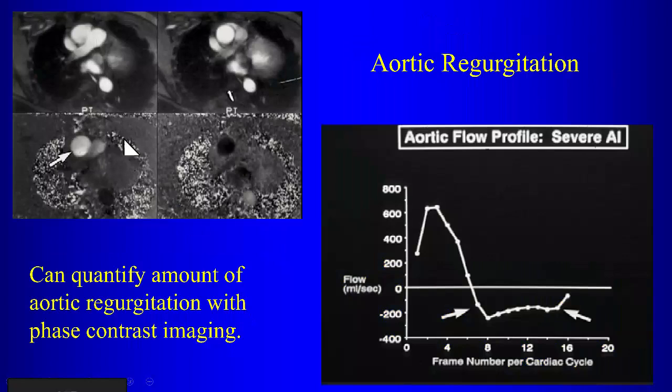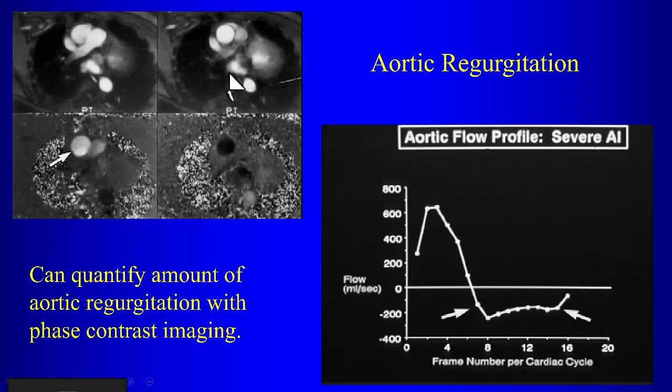So if we're looking at the ascending aorta, notice the aorta changes color here during the cardiac cycle. Here it's going up, and then there it's black, which means the flow is going down. This is a person with aortic regurgitation. So we can plot this out over the whole cardiac cycle. We can calculate the amount of forward flow. We can calculate the amount of reverse flow. So this gives us a way of quantifying how much aortic regurgitation this patient has.